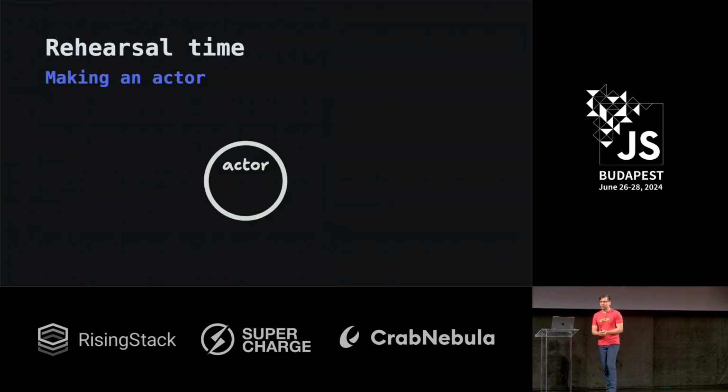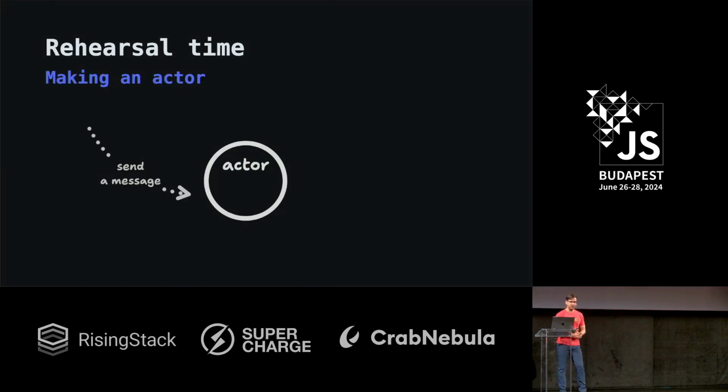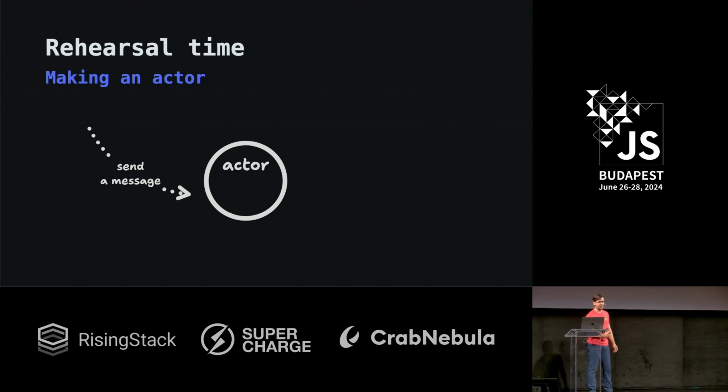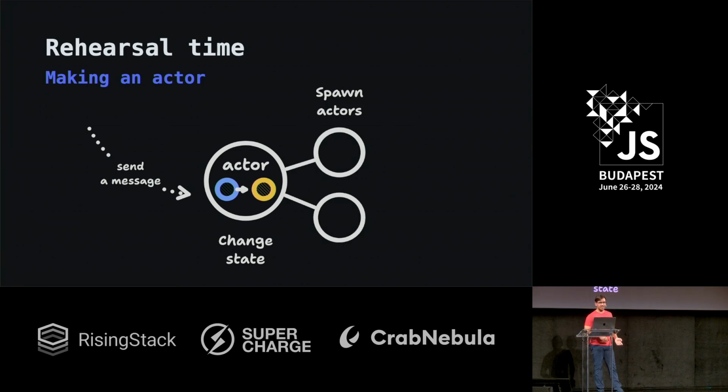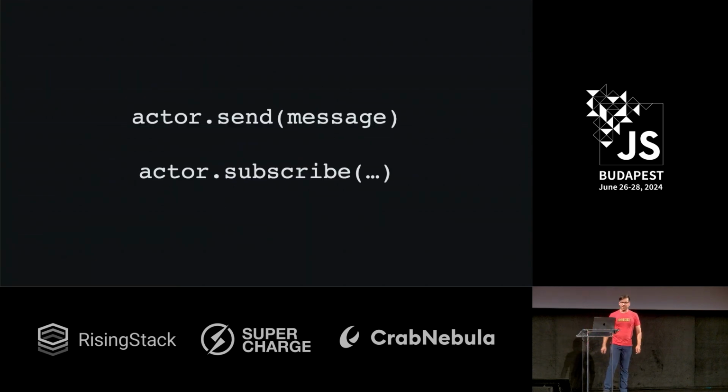All right, so let's actually dive into some code. We're going to make an actor. And this actor is going to have the ability to send a message, change its own state, and if we get to it, we'll be able to spawn actors and everything too. Actors are, like I said, not complicated. So basically, this is the ideal interface that we want.